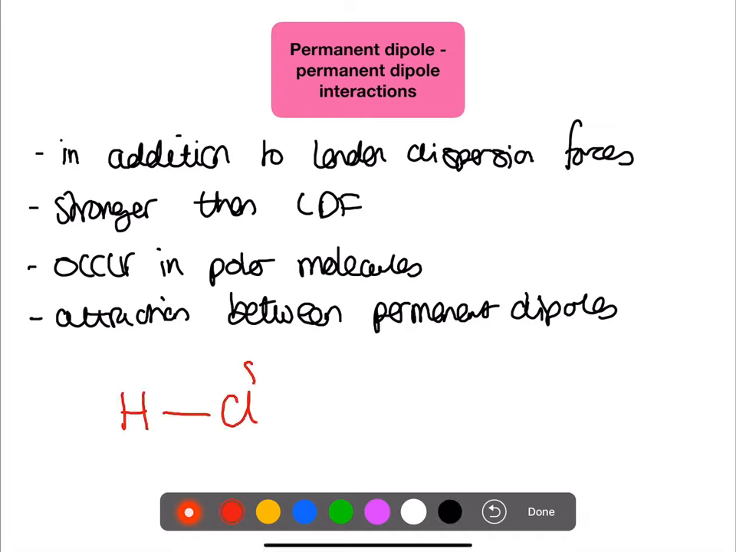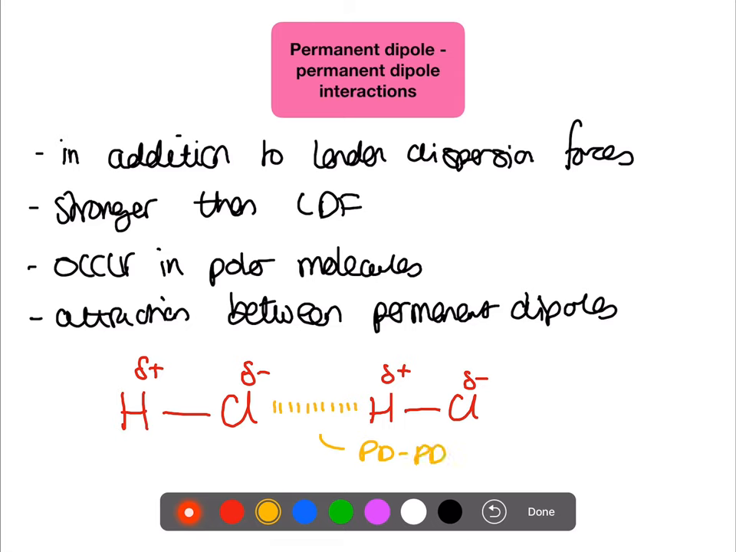So here, chlorine is slightly negative and hydrogen is slightly positive. This is because chlorine has a higher electronegativity than hydrogen. These molecules will then line themselves up in such a way that the permanent negative side of the HCl faces the permanent positive side of the HCl on a neighbouring molecule. The attraction between the slightly negative and slightly positive sides is our permanent dipole interaction. Because the molecules have a permanent dipole, this means that this arrangement can always be present and is therefore stronger.